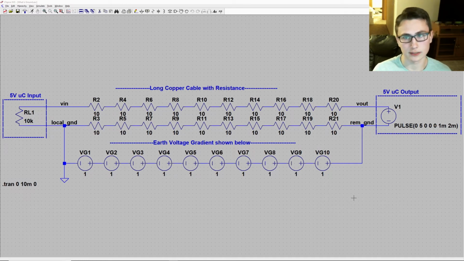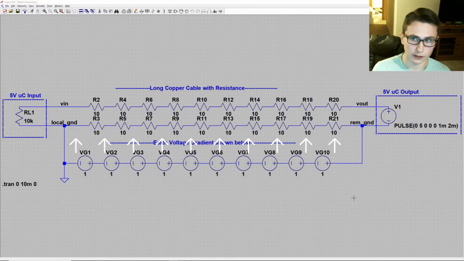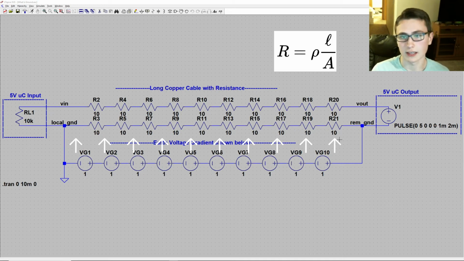You can also see resistance where you may have expected to see a wire, and that is R2 through R21. These resistors are simulating the resistance of the copper wire that is connecting these 2 points. The resistance of a piece of wire can be calculated using the resistivity of the material, the cross-sectional area, and the length of the wire. In this case, we are assuming that over whatever distance could create a 10-volt difference in the ground potential between 2 points could require a length of wire to connect them that would result in 100 ohms of resistance.